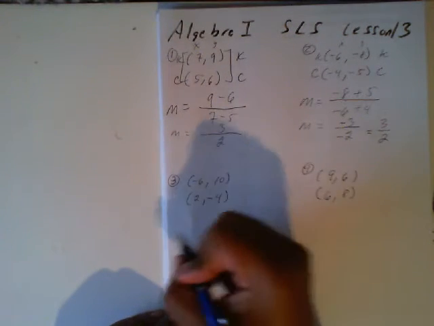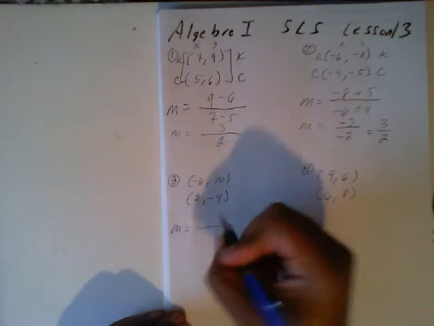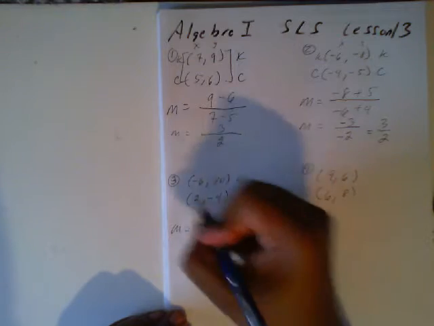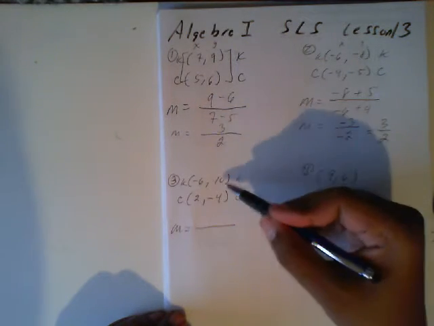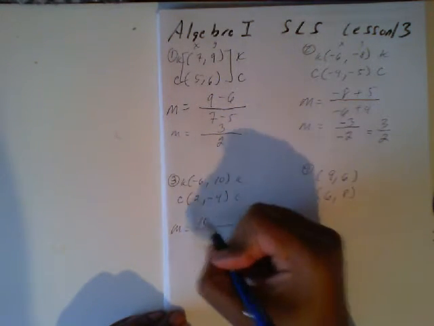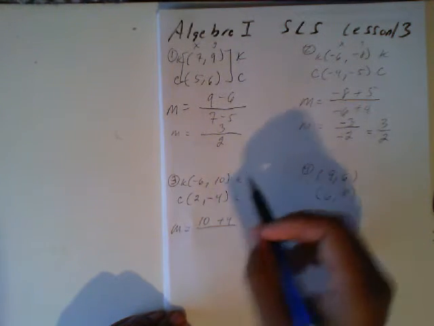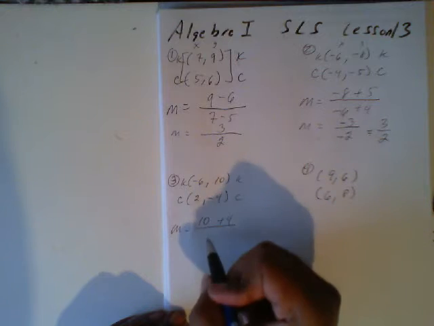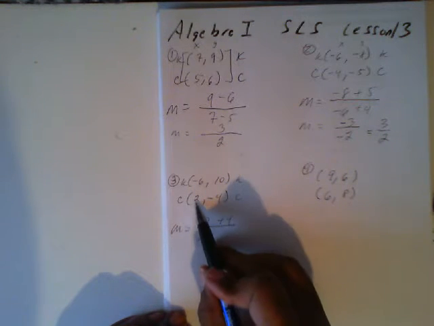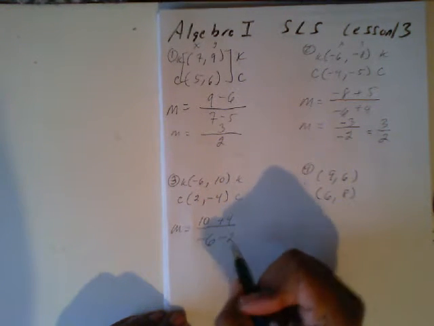Okay, next. Slope for this problem. We'll do a keep and change, a keep and change. So we'll keep the 10 from the y's, but we'll change the negative 4 to a positive 4. For the x's, we're going to keep the negative 6. And we're going to change the positive 2 to a negative 2.